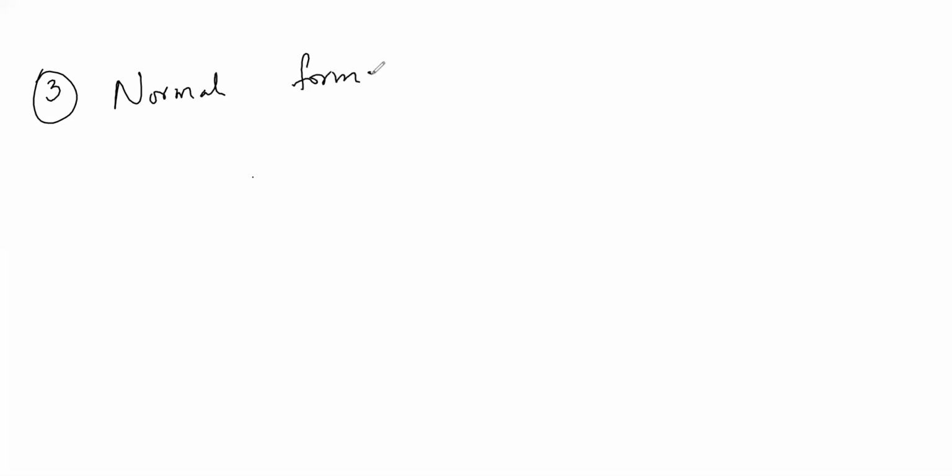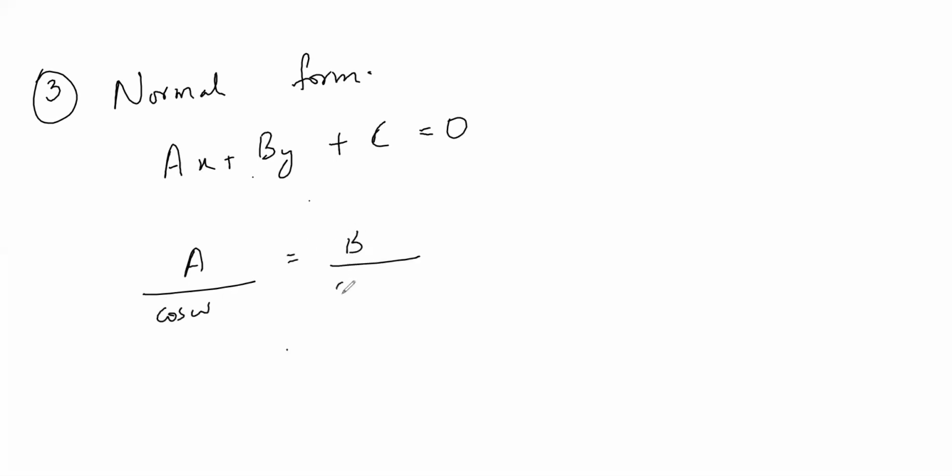So normal form, again the same equation, ax plus by plus c is equal to 0 is the equation of the line. This is a big C, okay? Correct? So here what I'll do, we know one simple equation, x cos omega plus y sin omega is equal to p. The same thing, a by cos omega is equal to b by sin omega is equal to minus c by p respectively.